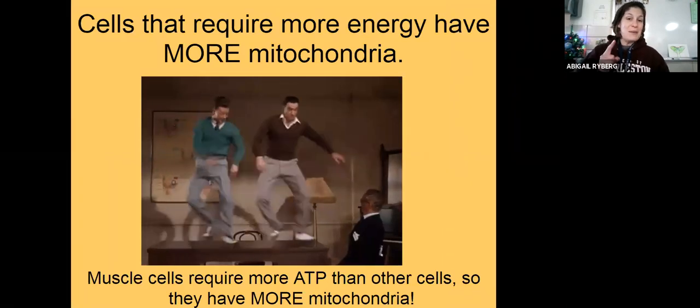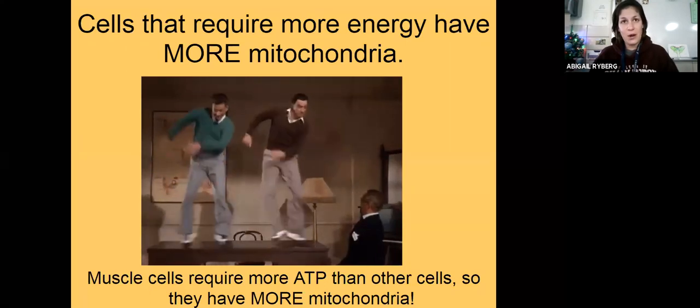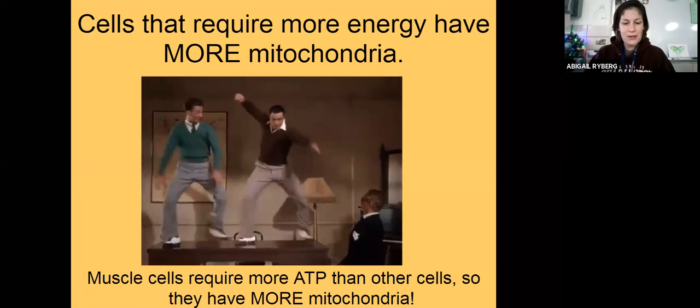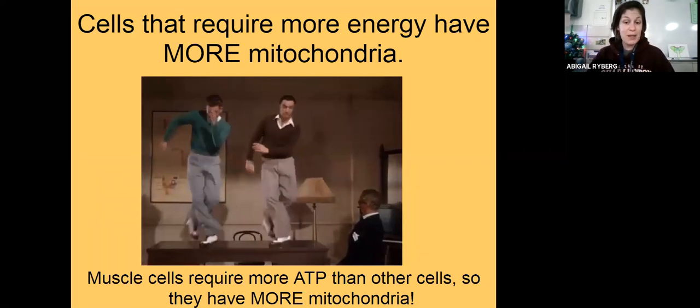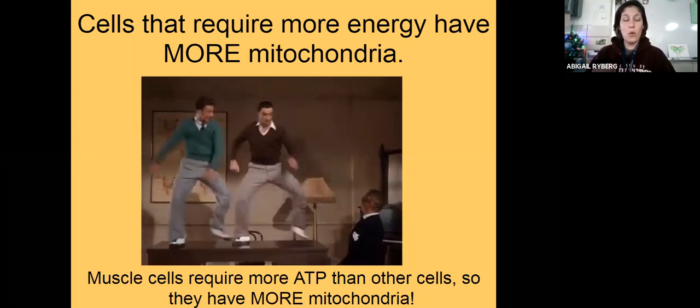It's interesting because cells that require more energy in our body are going to have more mitochondria. So for example, muscle cells are going to require way more ATP, more cellular energy than other cells, so they have more mitochondria.